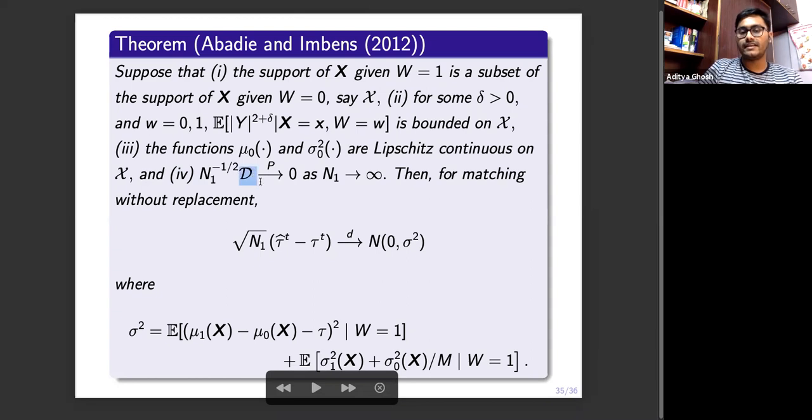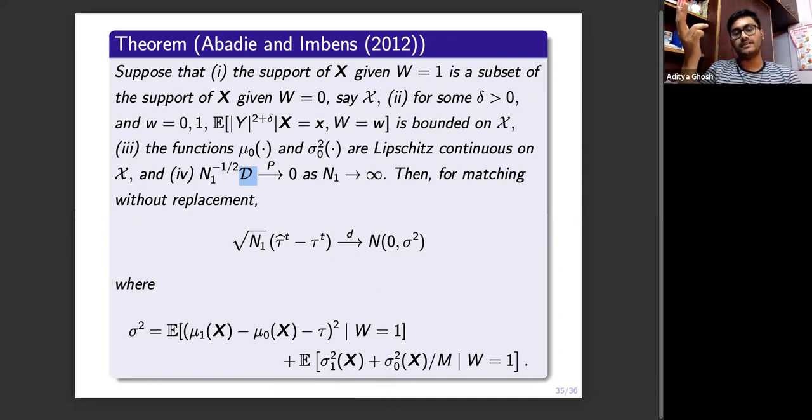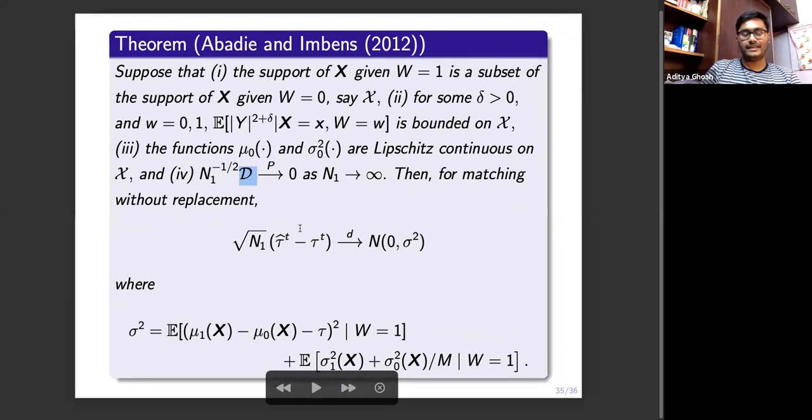Recall this D is the sum of the discrepancies that we should minimize for matching without replacement. They are saying that this should be little o p of square root of n1, and they are actually proving this under a much stronger assumption: if the size of the treatment group is n1, then the size of the control group is as large as n1 to the power k. That is not usually held in practice, I think. So even though this theorem is interesting theoretically, the assumptions are very bad, I should say.